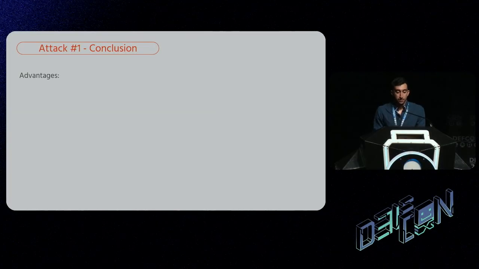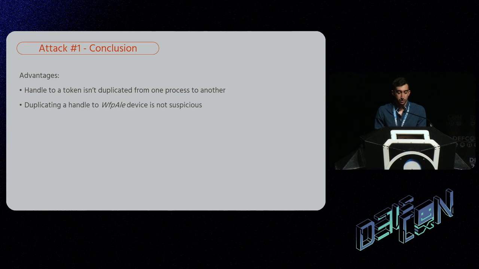Let's conclude this attack. It has a few advantages. We avoid a suspicious call, because a handle to a token isn't duplicated from one process to another. Also, the requirements aren't suspicious. Duplicating a handle to the ALE device should not be detected by a security product. Another thing is that I compared this technique to the techniques we talked about before, and the token of several services can be duplicated only by this method, services like the LSM, WinManagement, Task Scheduler, and many more.